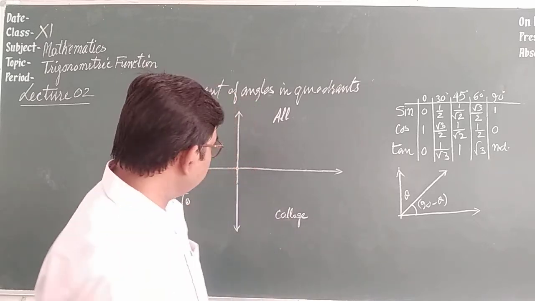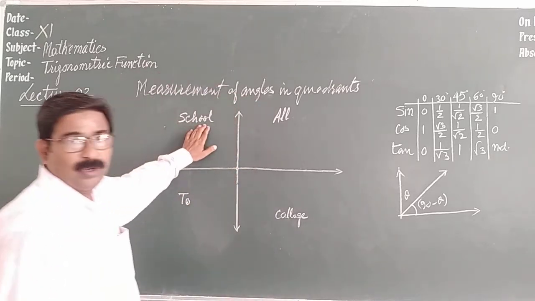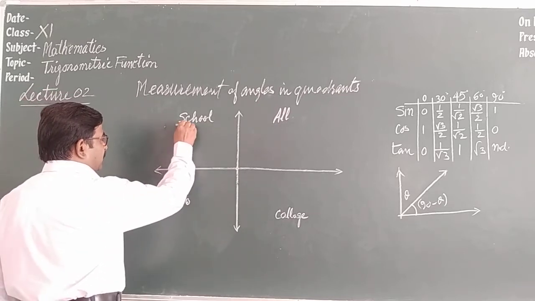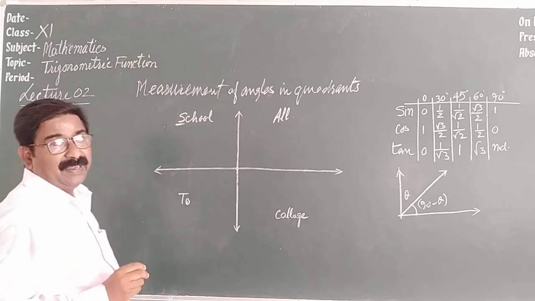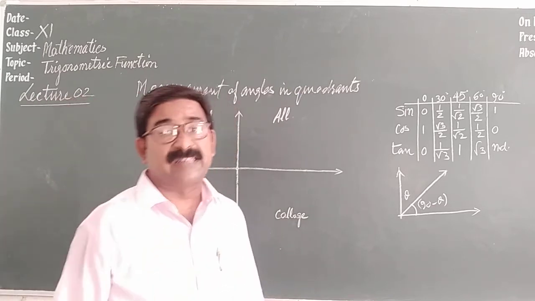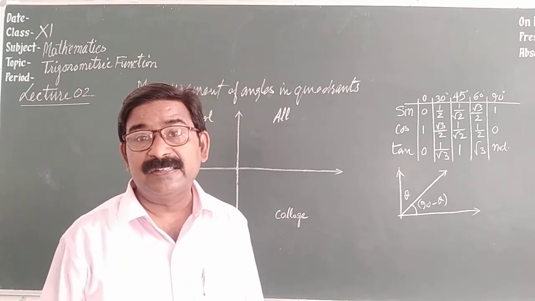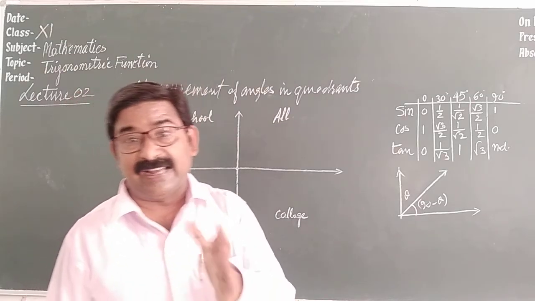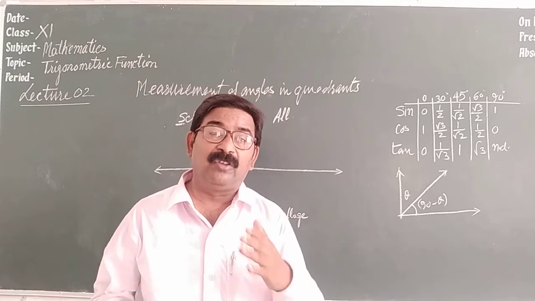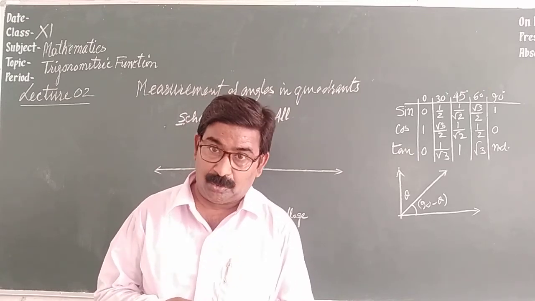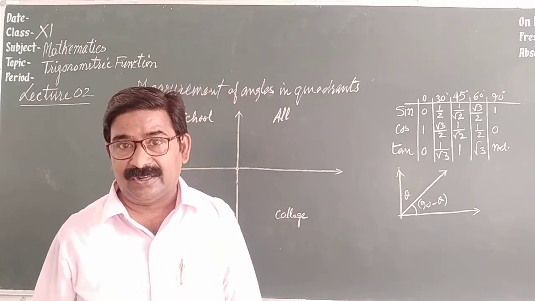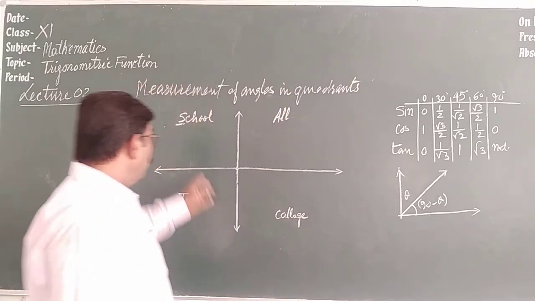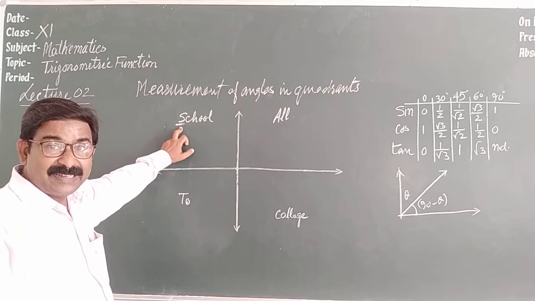Got it? Here we have the school. The first alphabet of school is S, and S stands for sine. Actually, two ratios are there with alphabet S, sine and sec, but we always consider the main ratio. Reciprocal is not considered. Reciprocal comes after the main. Got it? So S stands for sine.